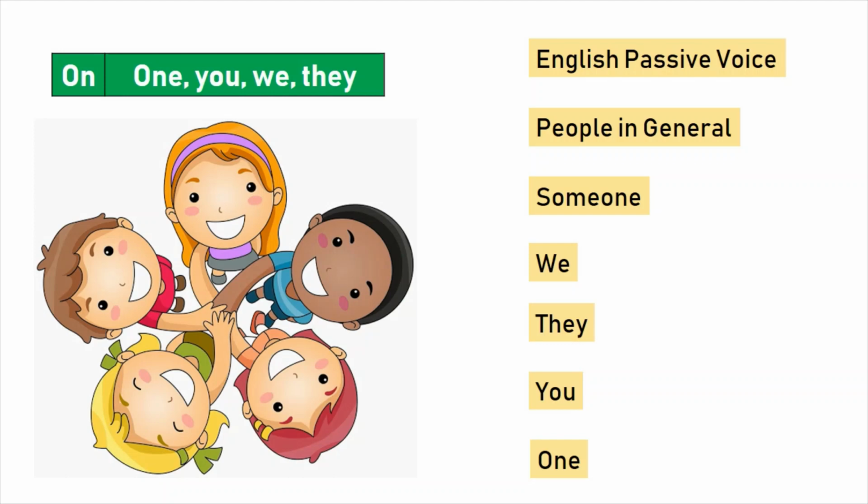On is the indefinite pronoun and literally means one. It's often equivalent to the English passive voice. In addition, on is an informal replacement for we, you, they, someone, or people in general.